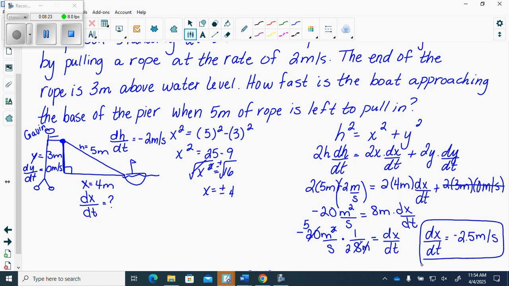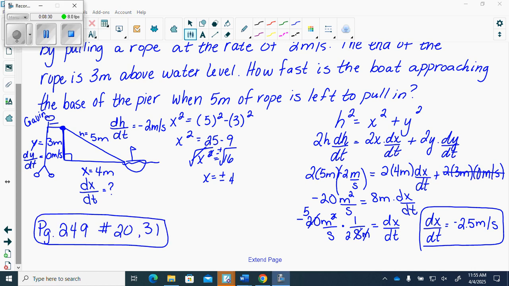Okay, in the textbook, you guys are going to try this one. Problems 20 and 31.